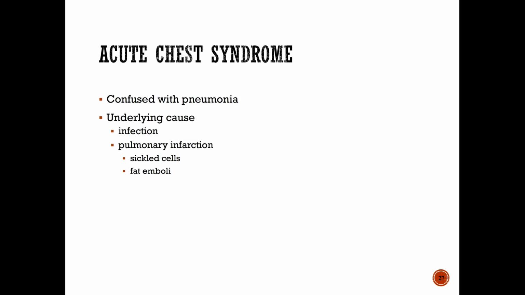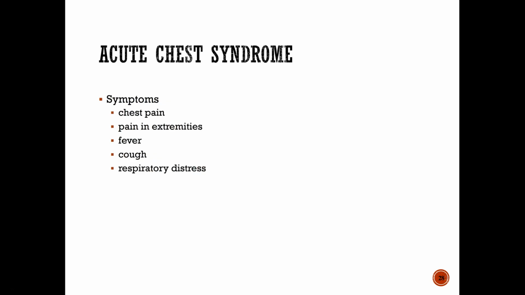It's often confused with pneumonia, but the underlying cause is an infection, and you're also going to have a pulmonary infarction from those sickled cells or a fat emboli. Symptoms include chest pain, pain in extremities, a fever, a cough, or respiratory distress, which is probably the number one difference between acute chest and just a regular pain syndrome.